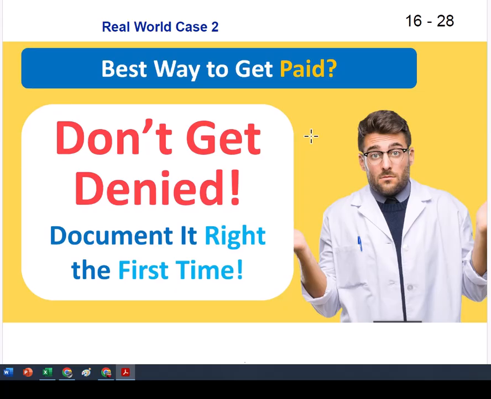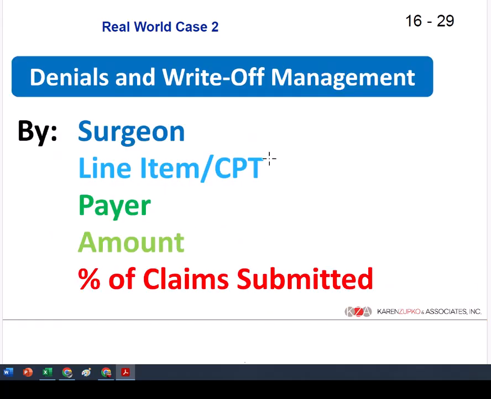So, best way to get paid: don't get denied. Document it the first time. This is an excerpt from her report. Absolutely correct. Denials and write-offs. This is exactly what we talked about in the last class. Remember I said you could slice and dice those a variety of ways: by surgeon, by procedure code, payer, amount, percentage of claims. Denial reports, number one thing, love them.